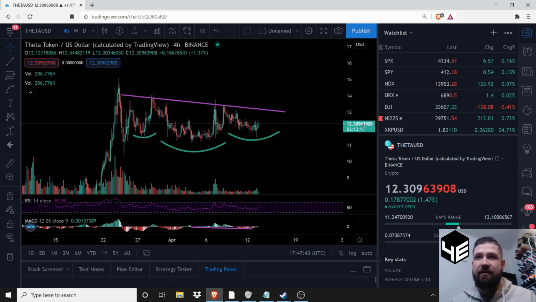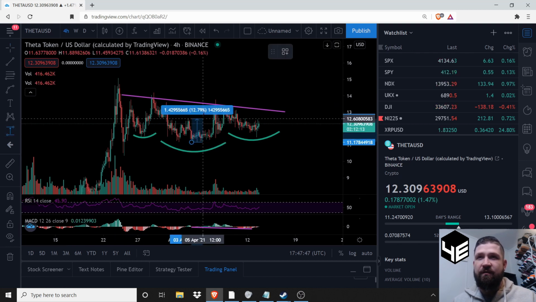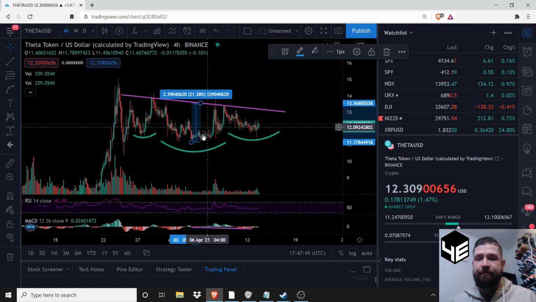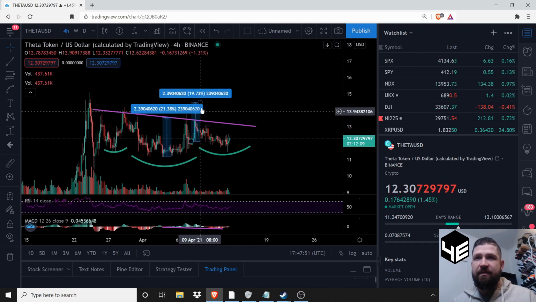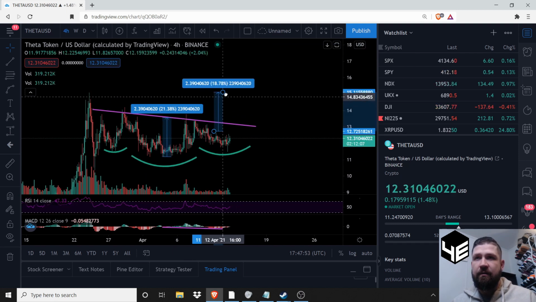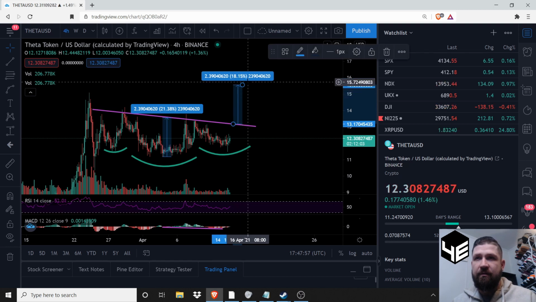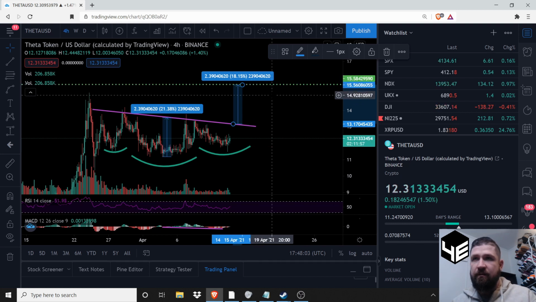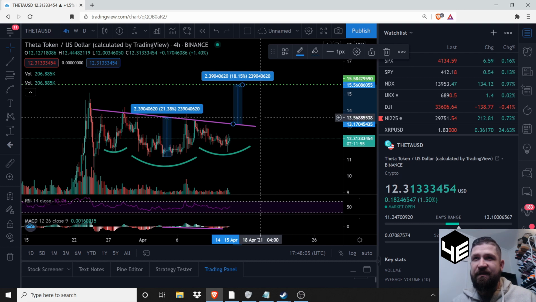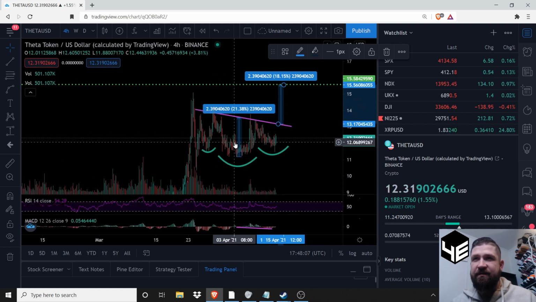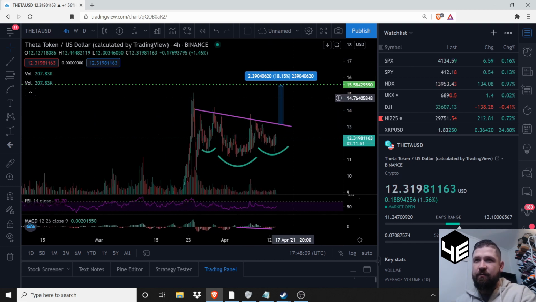Now on this one, same idea as Bitcoin. To find the measured move, you just go from bottom to top of the pattern. Copy and paste it. And a breakout should occur about here. So that would put us to about here, around $15.58. Now there are other ways to find targets as well, so let's take a look at that. We can use Fibonacci.